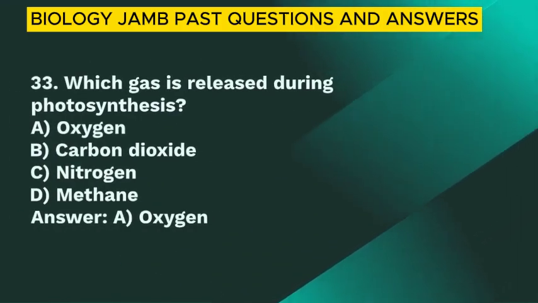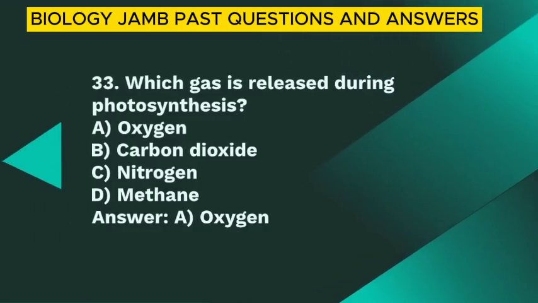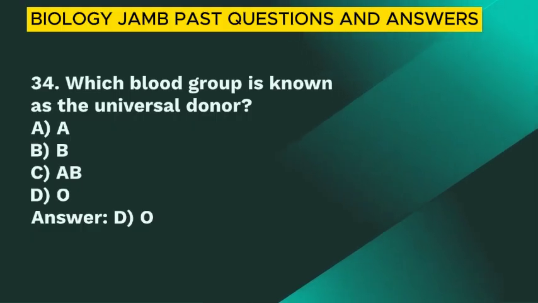Question number 33. Which gas is released during photosynthesis? A. Oxygen, B. Carbon dioxide, C. Nitrogen, D. Methane. The answer is A, which is oxygen. Question number 34. Which blood group is known as the universal donor? A, B, C, AB, D, O. The answer is D, which is blood group O.